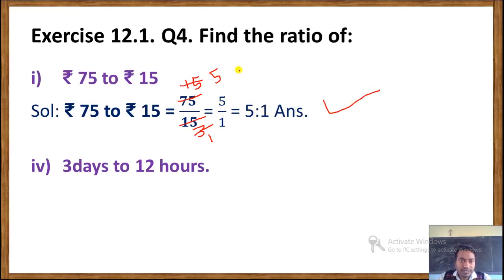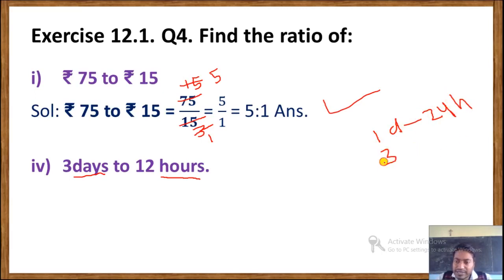The same way, the next question we can also solve: 3 days to 12 hours. Now here you can see we have hours and we have days, so the units are different. Now how to solve? First we have to make it the same unit. So this 3 days we can convert into hours. How? 1 day is equal to 24 hours.